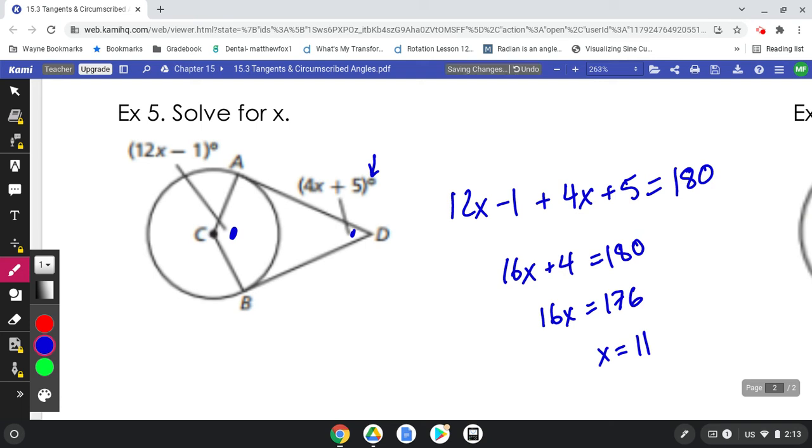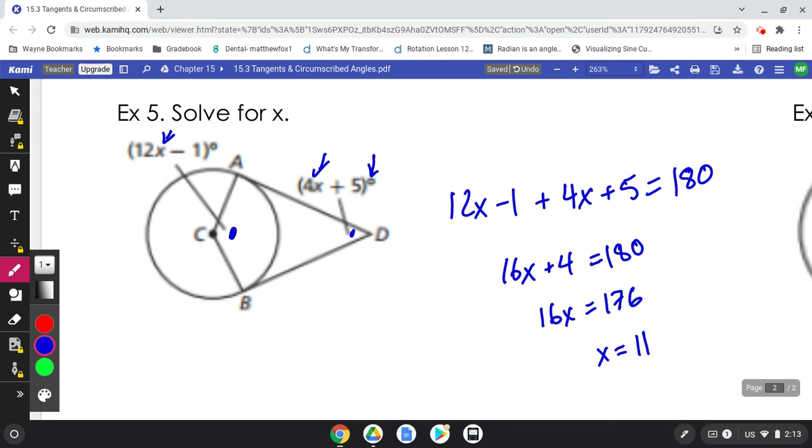We'd be done, except we need to still solve, so we plug that x equals 11 in. Now, actually, that's all we have to do on this one. I was wrong. If it asks for angle ACB, we'd plug it in here. If it asks for angle ADB, we'd plug it in here, but it just asks for x, so we're done.